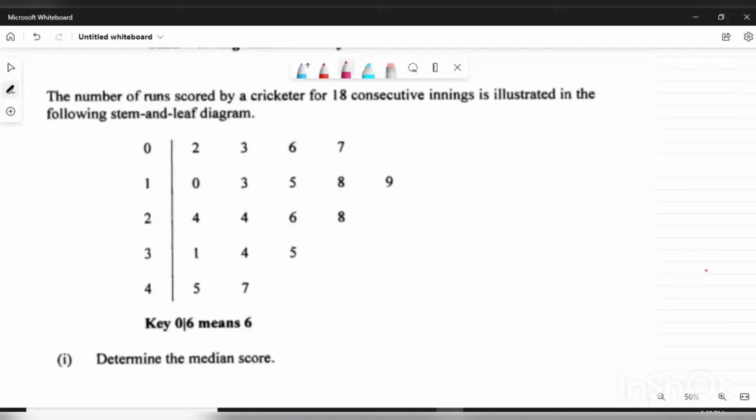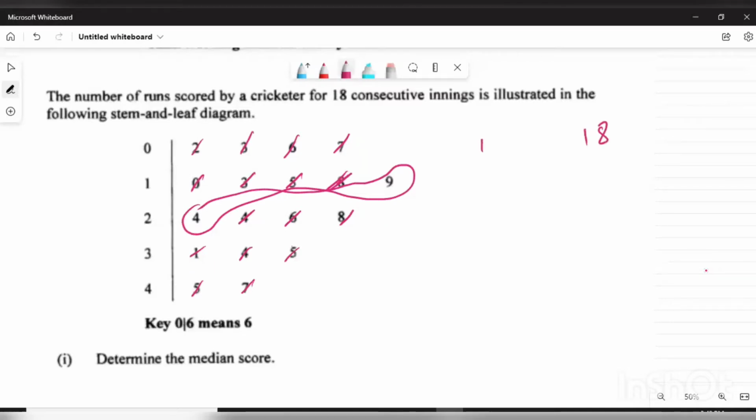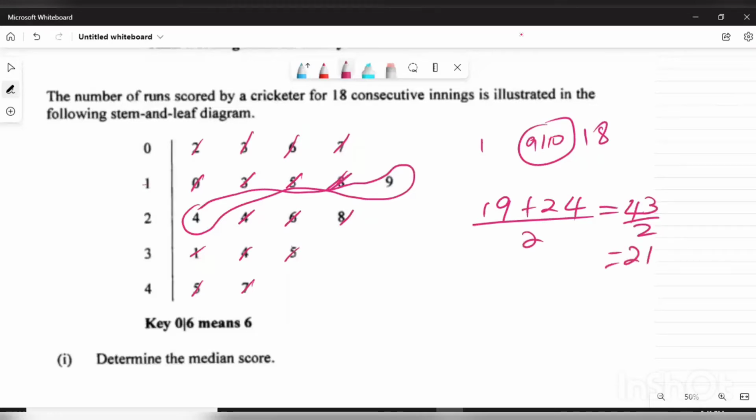What you could do is cross off one from each end. I guess it's the 9th and the 10th term. 1, 2, 3, 4, 5, 6, 7, 8, 9, and 10 will be in the middle, because if we have 18, half of it is 9 and the other 9. So the 9th and the 10th term. It's not 9 because this is 19 and this is 24. So we are adding 19 plus 24 divided by 2. Excellent pickup: 21.5.